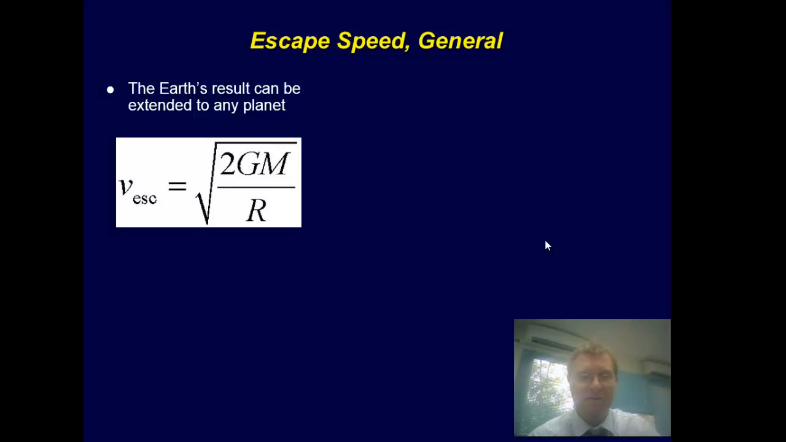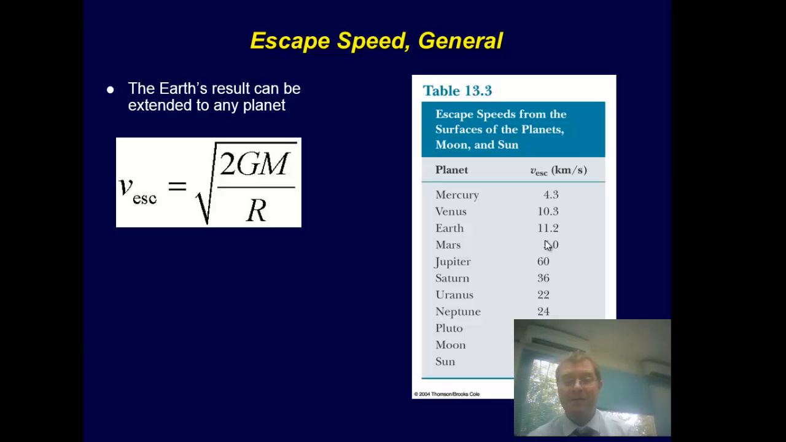Now, this works not just on Earth, but on any planet. If I put numbers in, I can find the escape speeds for a number of different planets, moons, and the Sun itself. For the Sun, I'd have to be travelling at 618 kilometers per second. And as you can see there, the mass and the size of these bodies are a big factor.